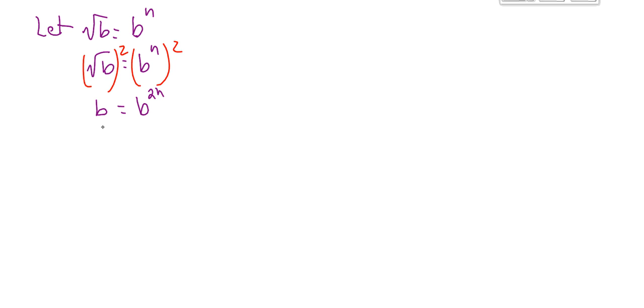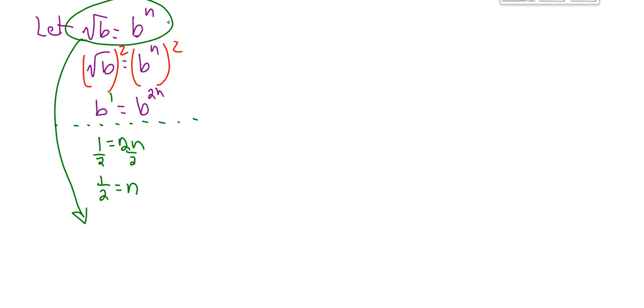And so then think about this. That's like b to the 1 equals b to the 2n. If the bases are both b, then the exponents must be equal as well. So I'm going to write that 1 equals 2n. Then to solve for n, we'll divide each side by 2, and so 1/2 is equal to n. So then I go back up and say n is equal to 1/2. That means the square root of b is equal to b to the n, which is 1/2.